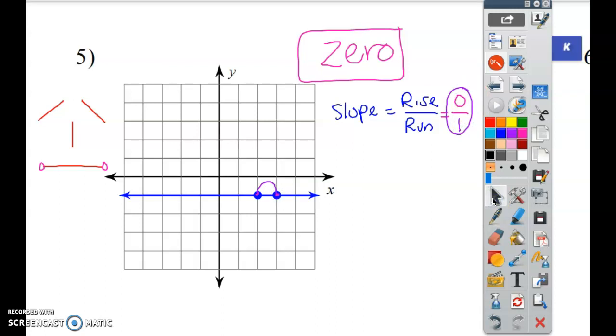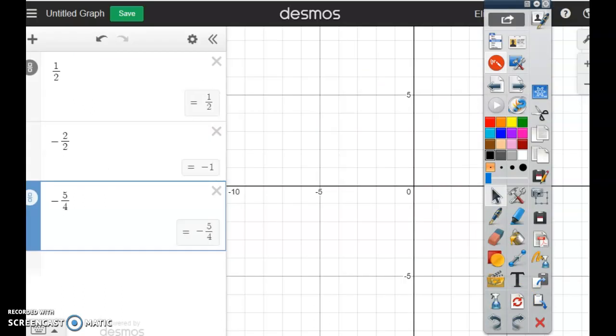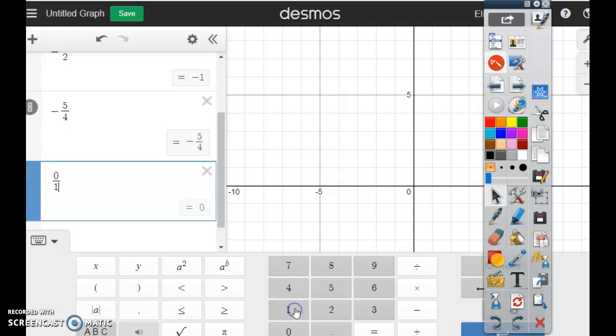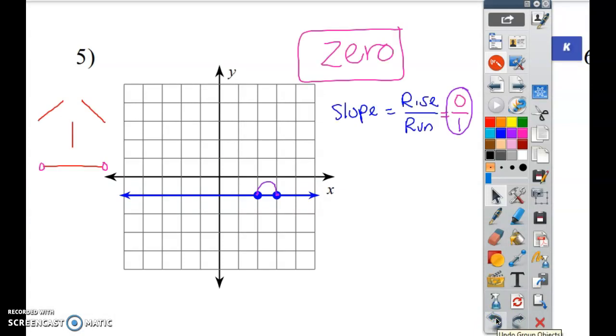So let's go type it in the calculator. 0 divided by 1. You should already know the answer. 0 divided by 1 is 0. So my slope is 0. Okay, but we already knew that because we memorized our slopes, man, and we knew that it was the 0 one, right?